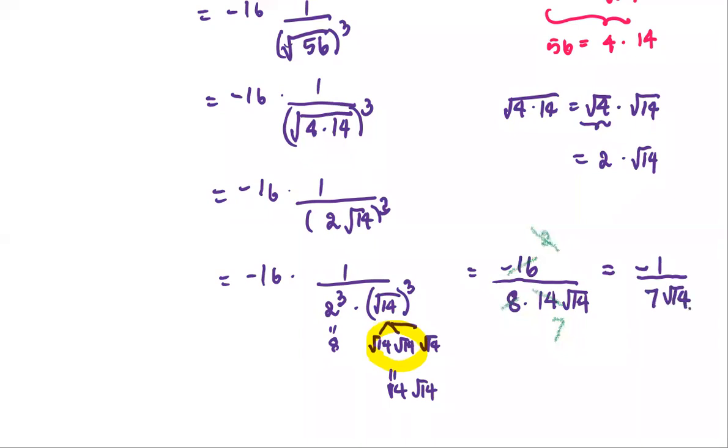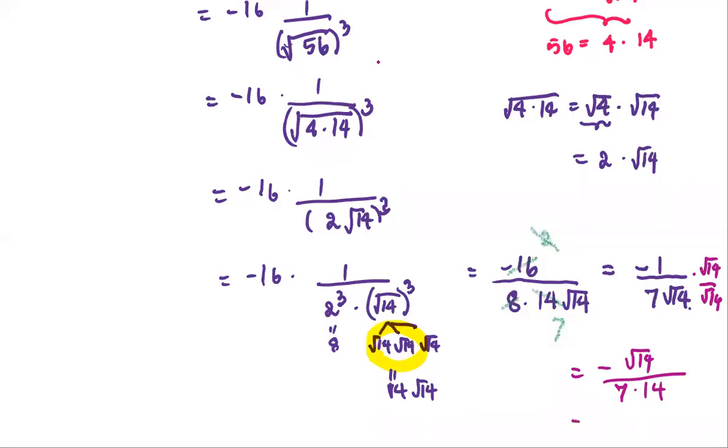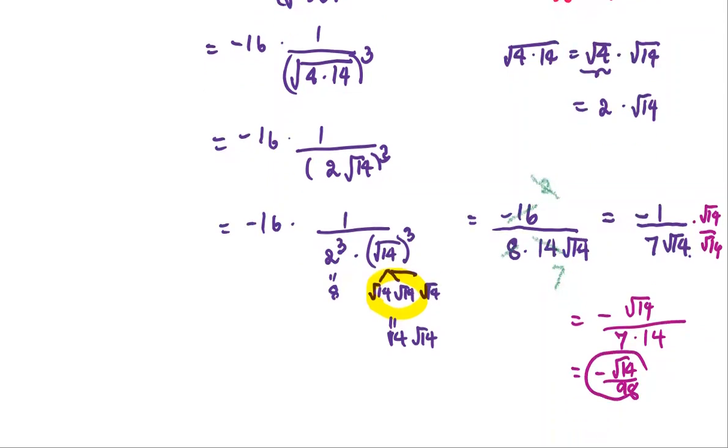Again, if the answer asks to write in the rationalized denominator form, you're going to have to multiply the top and bottom by square root 14. Then we get negative square root 14 divided by 7 times 14. Let's put it in a calculator real quick. So 7 multiplied by 14 is 98. So the simplified form would be negative square root 14 divided by 98 as the value of the second derivative at 6.